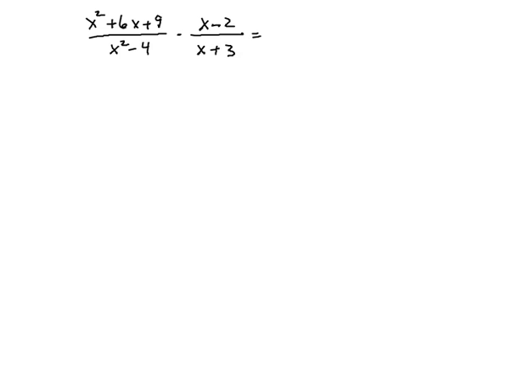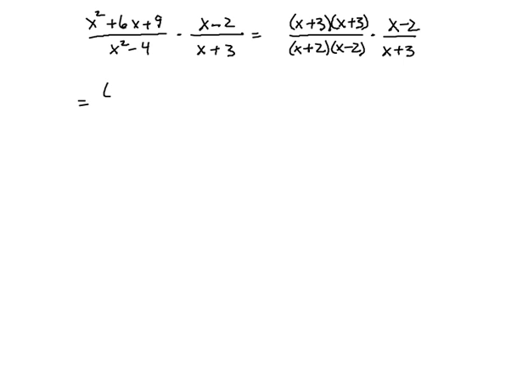So I'm going to go ahead and do that. And while I'm doing that, I'm going to go ahead and factor everything that I can factor. The first fraction, I can factor the x squared plus 6x plus 9. So that would be x plus 3 times x plus 3, or x plus 3 squared if you like. And then in the denominator, the x squared minus 4 factors into x plus 2 times x minus 2. And multiplying then by x minus 2, which I can't factor any further, over x plus 3.